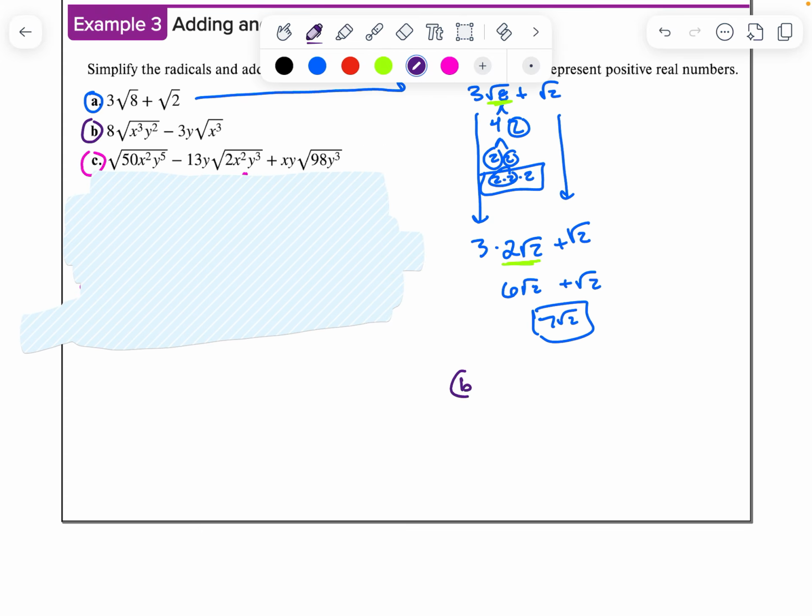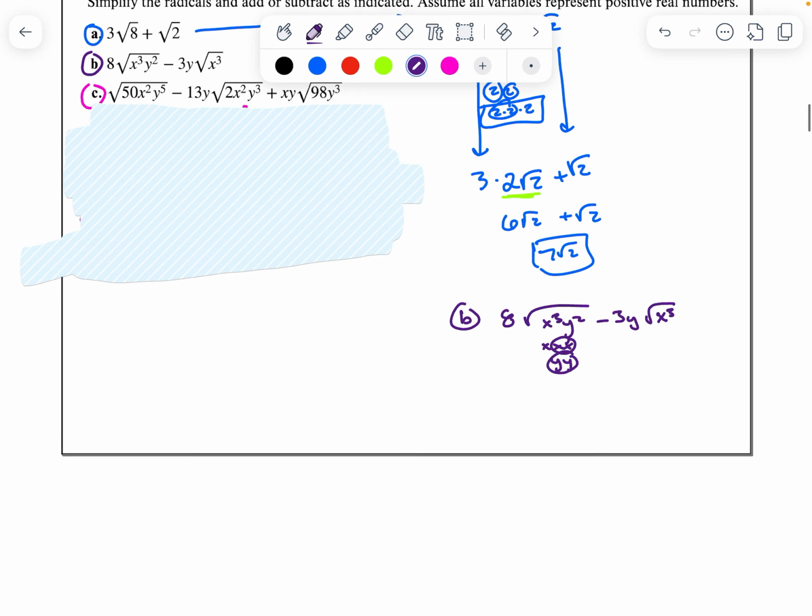Again, I'm just going to rewrite my problem over here. 8 square root x cubed y squared minus 3y square root x cubed. They're not like terms because the radicands do not match. But can we get them to be the same? This is x, x, x, y, y. And look, we've got buddies and buddies.